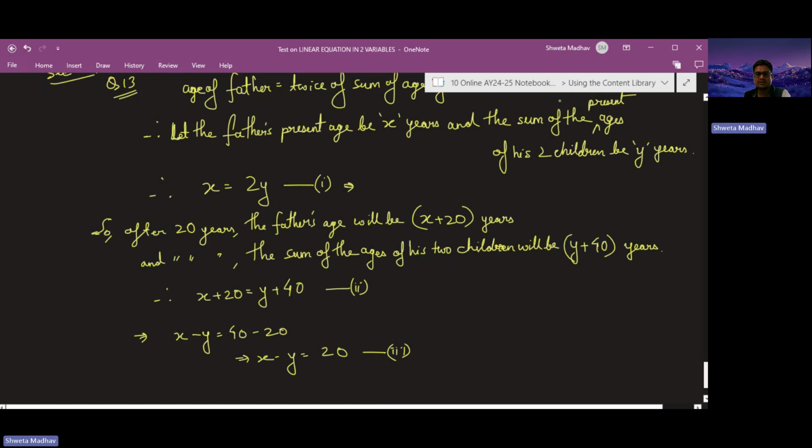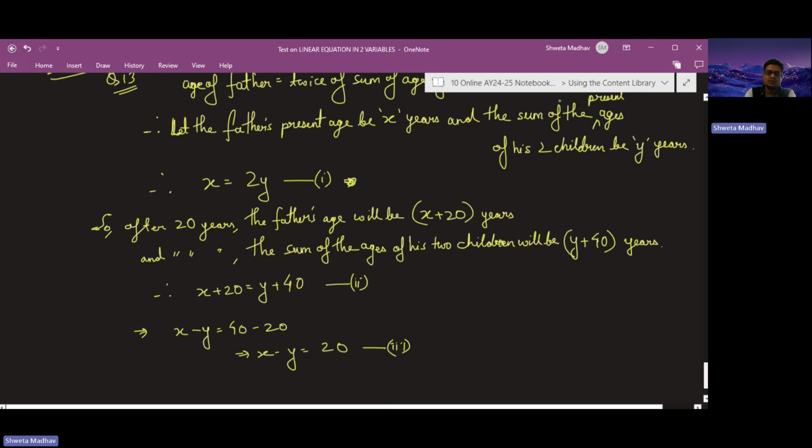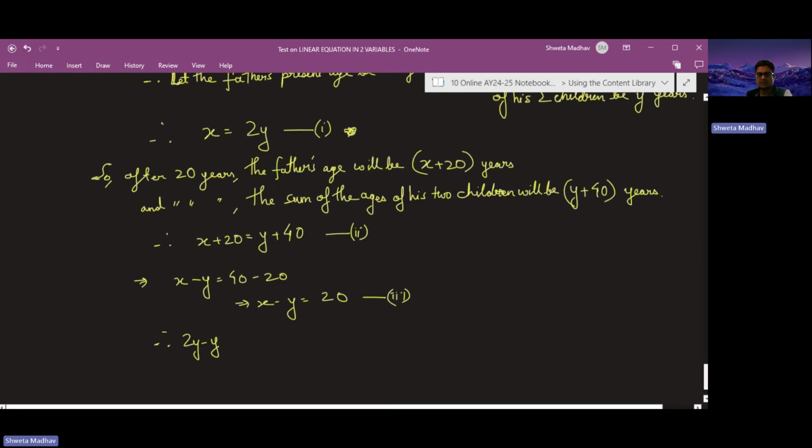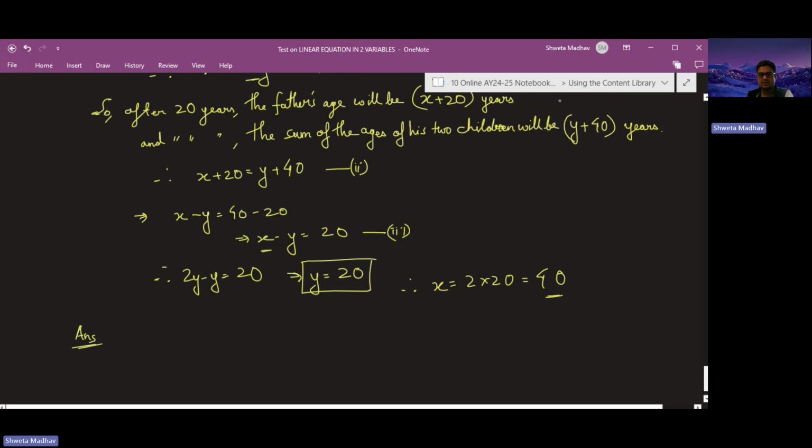And from equation 1, we can say x is 2y only. So in place of x, we can put 2y here. So therefore, we can say 2y minus y equals 20. Since we got x as 2y, so 2y minus y is 20. So y will be equal to 20. And therefore, x will be equal to 2y, so 2 into 20, that is equal to 40. So hence, the present age of the father is 40 years. Hence, the required answer is the father's present age, 40 years.